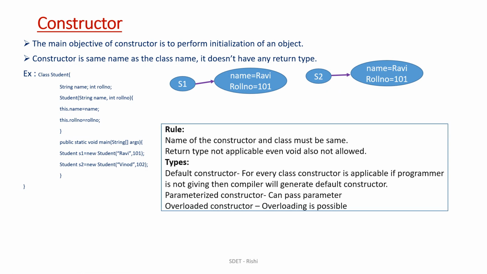Now what is the rule for this? The rule is that the name of the constructor and the class must be the same, and return type is not applicable, even void is not allowed. If, while writing a program, the programmer has not introduced any constructor, then the compiler will generate a default constructor automatically. Although we cannot see it physically, it works as if it were written inside the class.